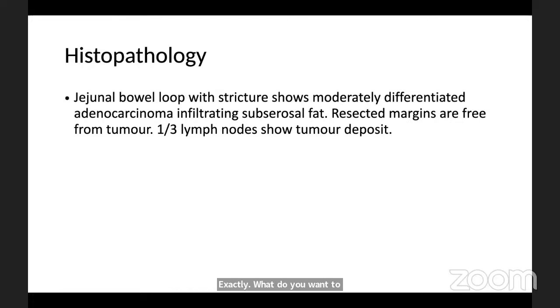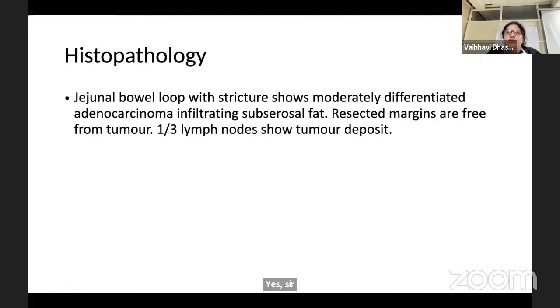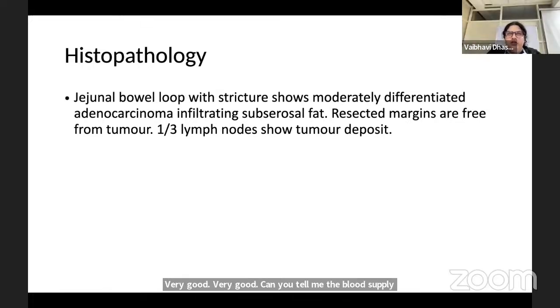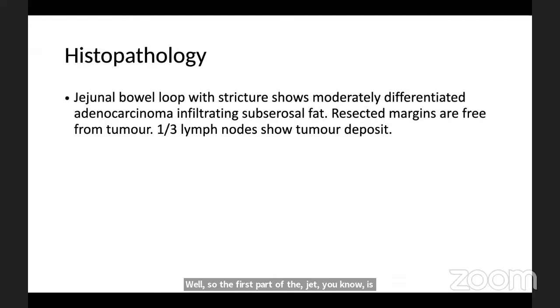I agree with your answer about resection margins, but ask the pathologist to tell you whether there is malignancy or no. Yes, sir. Now, where was the lesion exactly in the jejunum? So it was approximately 1 foot distal to the duodenojejunal junction. Very good. Can you tell me the blood supply of the first part of the jejunum? So the first part of the jejunum is supplied by the superior mesenteric. Correct. What is so different about the first 6 or 8 inches of the jejunum that it receives from the superior mesenteric artery and then supplies the rest of the intestine?